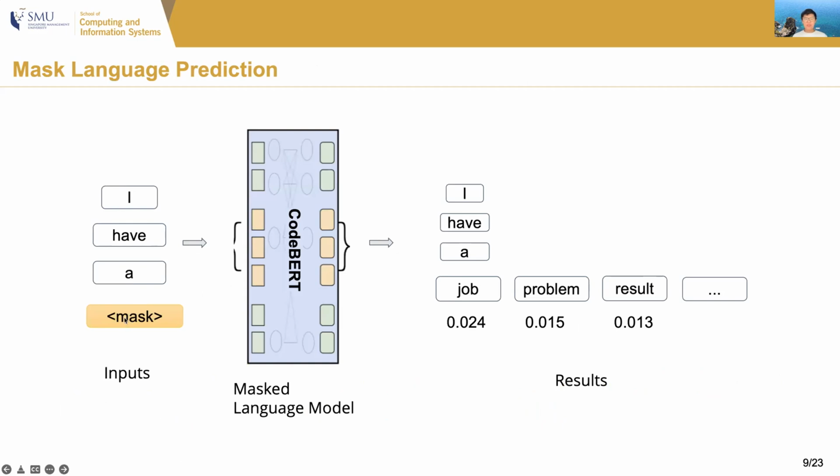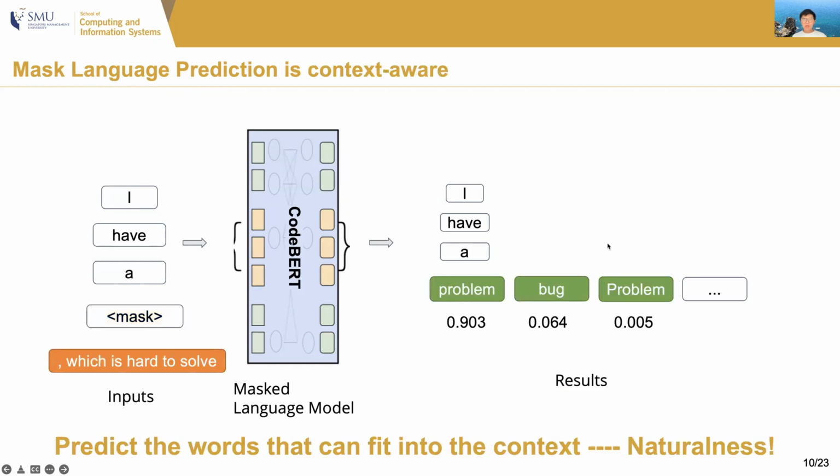We represent it using a special masked token in CodeBERT. The goal of the masked language modeling is to predict the value of the masked tokens. In other words, the model tries to figure out what words are more natural here. Say the results can be "I have a job," "I have a problem," "I have a result." They all seem good. Besides, this masked language prediction function is context aware.